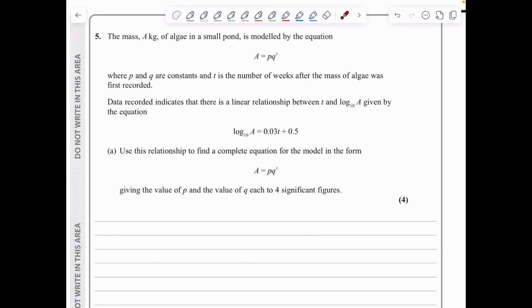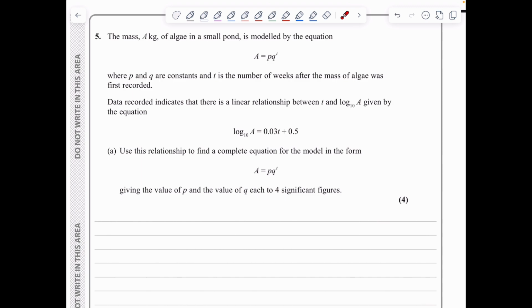Question 5 is a modeling question. We are told that the mass A kilograms of algae in a small pond is modeled through the equation A is PQ to the power of T. Now P and Q are constants. T is the number of weeks after the mass of algae was first recorded. Now we have investigated the linear relationship between T and log A base 10, arriving at log A base 10 is 0.03 T plus 0.5, and we need to use this relationship to find a complete equation for the model in the form A is PQ to the T, giving P and Q correct to 4 significant figures.